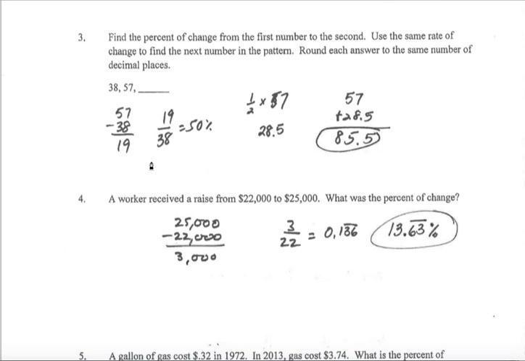Okay, let's see how much we can get done. Number 3, find the percent of change from the first number to the second number. Here's my first number, 38. My second number is 57. We're going to use that same rate of change to find the next number in the pattern. We're going to round each answer to the same number of decimal places. So 38 to 57. 38 is my original number. We first take the difference, 57 minus 38, and we get 19. That's my change. Take 19 divided by 38. Remember, 38 is the original value. My percent change is 50%.